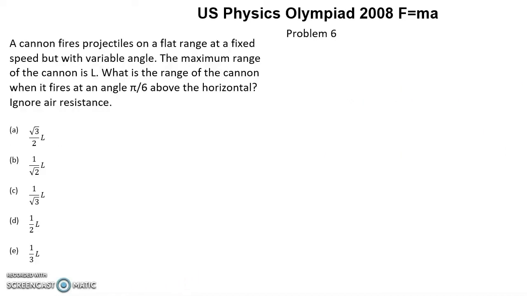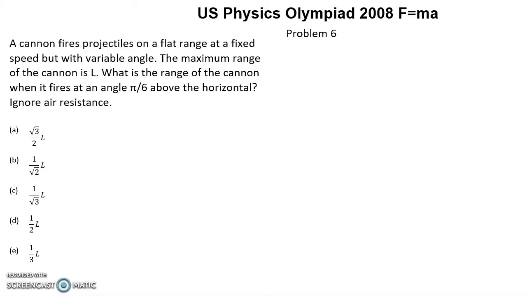Problem number 6. A cannon fires projectiles on a flat range at a fixed speed but with a variable angle. The maximum range of the cannon is big L. What is the range of the cannon when it fires at angle pi over 6 above the horizontal? Ignore air resistance.